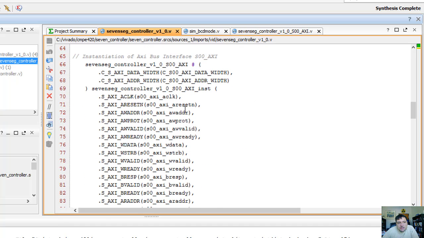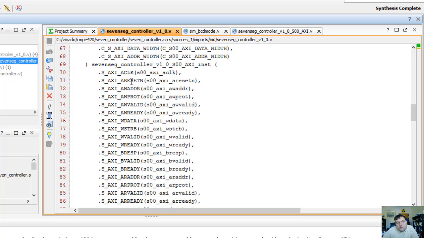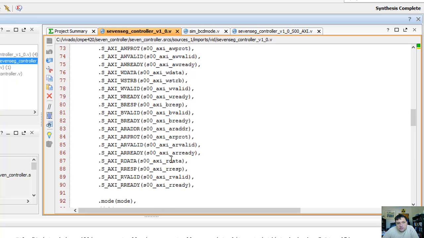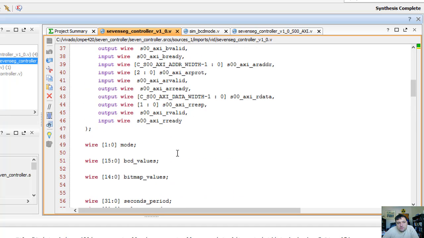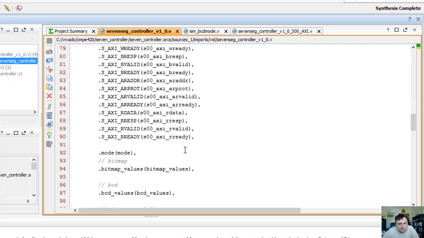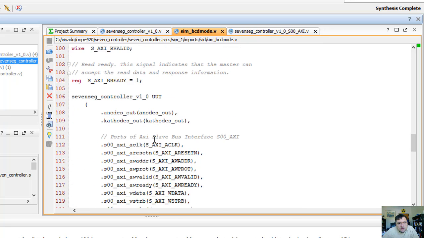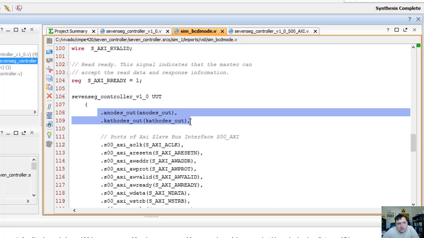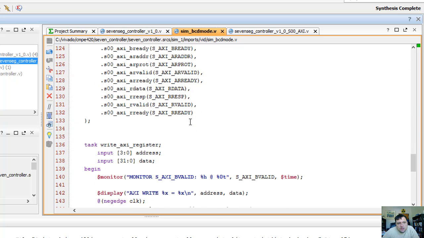So the next thing I did is I took the instance of this top level module and I connected all of the output, or all of the register signals, with either the registers or the wires that we created up above. Okay, and then in my simulation, oops, back to the simulation. So I just kind of connected all the wires. I even added the two ports that we created, the anodes out and the cathodes out.